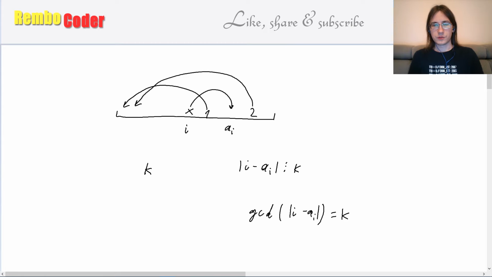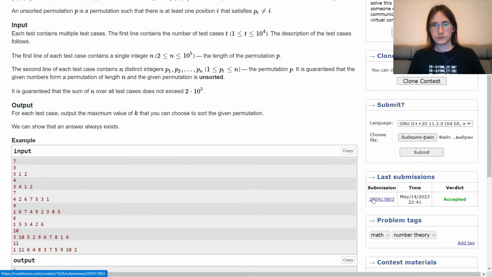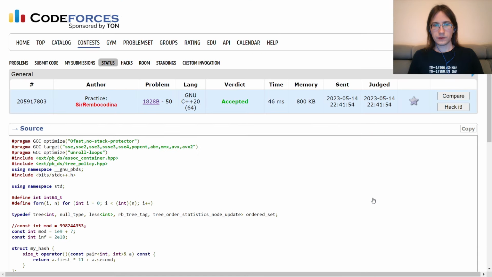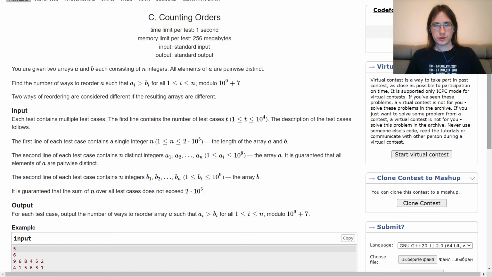So let's look at the implementation. Read the permutation, find the GCD of all such values and output. Now the problem C, you can read it now and listen to my explanation.